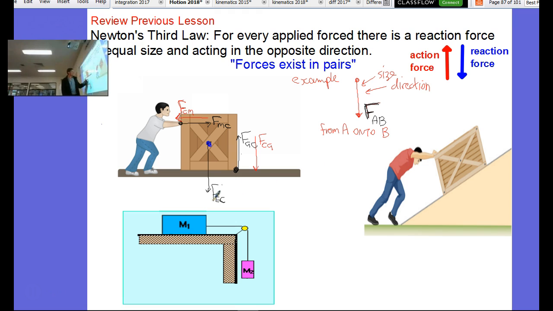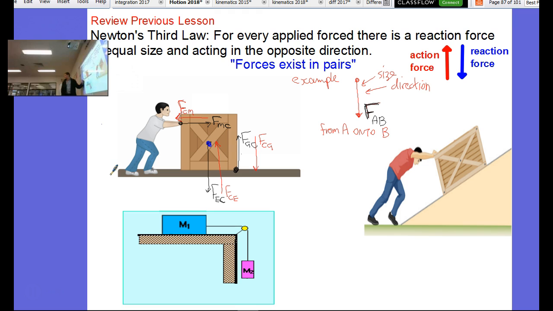And then equal and opposite, there's the same weight force, but this now is where the crate pulls back onto the earth. Okay? Because the earth is so massive, it won't accelerate. Alright, any other forces? What was another that was observed?